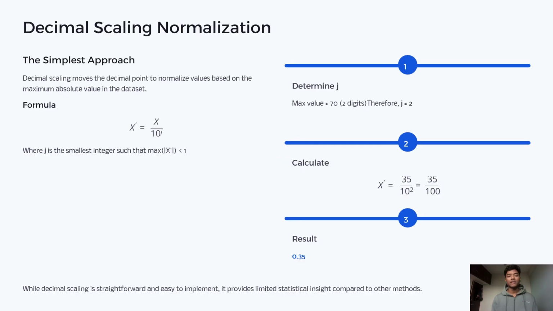The third method is decimal scaling, the simplest one. We simply shift the decimal point based on the largest value in the dataset. Our maximum value is 70, which has two digits. So we set j equals 2. After applying decimal scaling, the normalized value becomes 0.35. It's fast and easy, but doesn't give deep statistical insights like z-score.